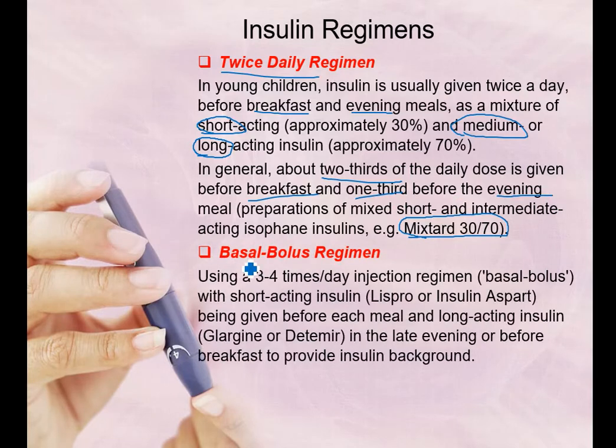Basal bolus regimen, using a 3 to 4 times per day injection regimen, known as basal bolus, with short-acting insulin lispro or insulin aspart being given before each meal, and long-acting insulin glargine or detemir in the late evening or before breakfast to provide insulin background. So in this regimen, give 3 injections per day of insulin before each meal, with long-acting insulin glargine in the late evening or before the breakfast to provide insulin background.